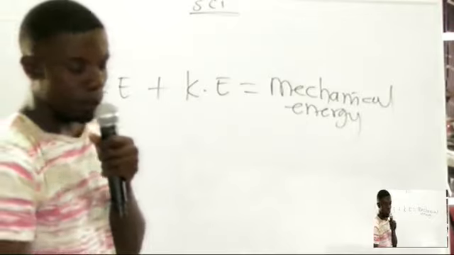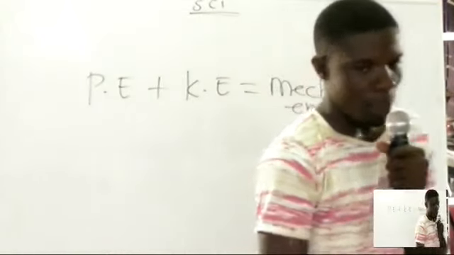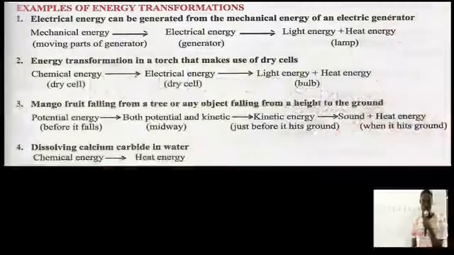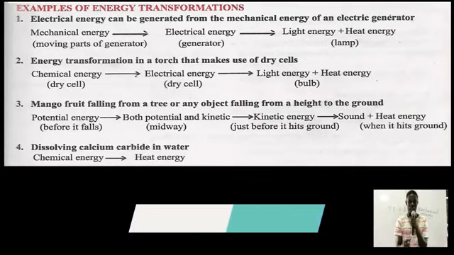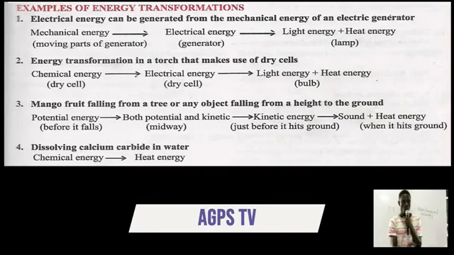So, generator. How can a generator produce light? Let us go back to the example. Electrical energy can be generated from the mechanical energy of an electric generator. The mechanical energy, in brackets, is the moving part of the generator. And I said the generator is stationary. It possesses potential energy, and its moving part also possesses kinetic energy. So if you combine them together, you get your mechanical energy.